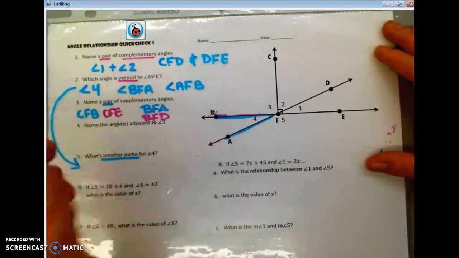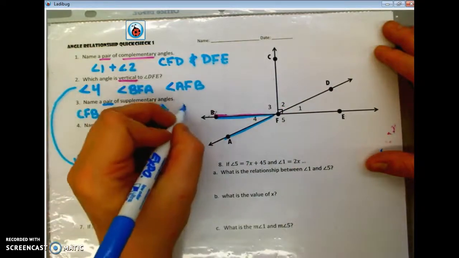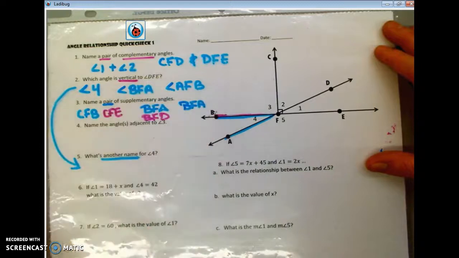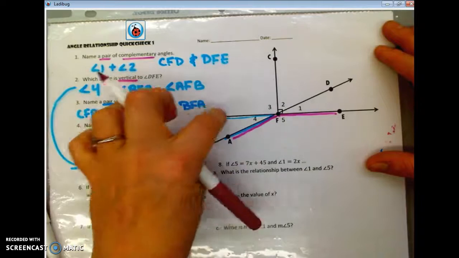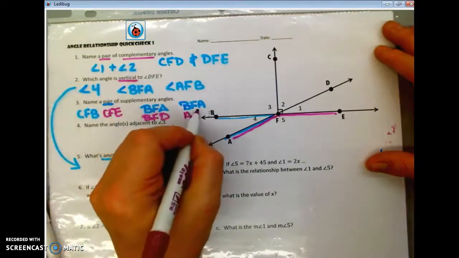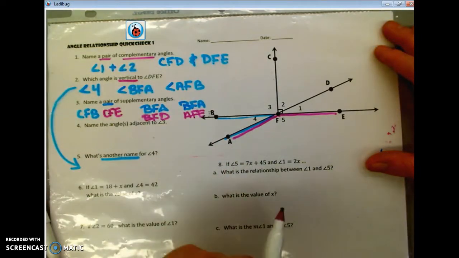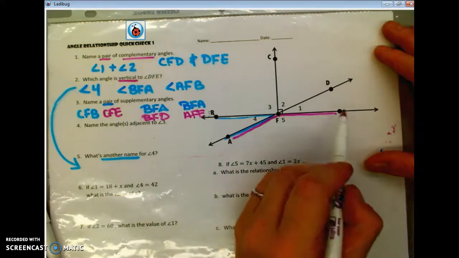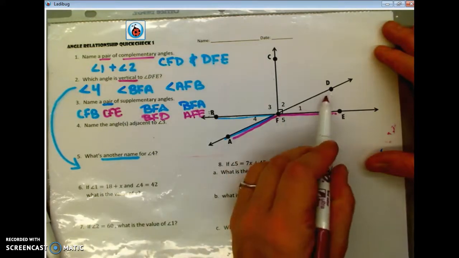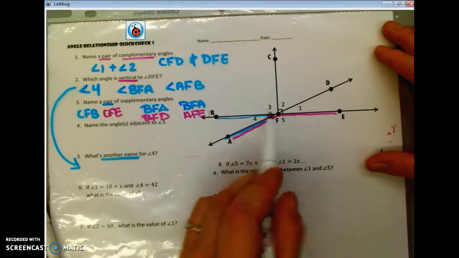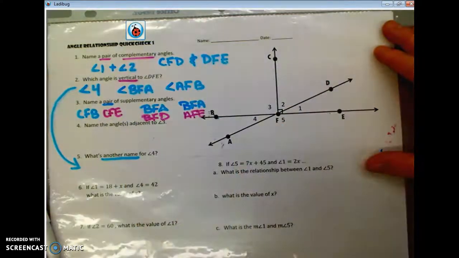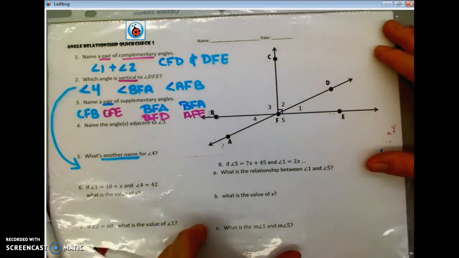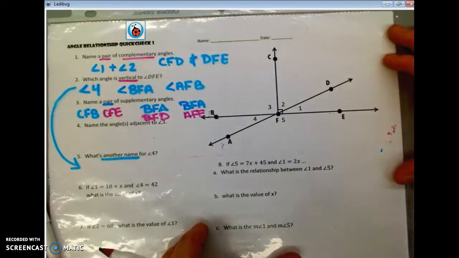Or maybe again, BFA, but I can go in the other direction. BFA and AFE. That's another possibility. I could have also said EFD and DFB. So there's another one there as well. So anything that combined together to make a straight line would be a pair of supplementary angles.